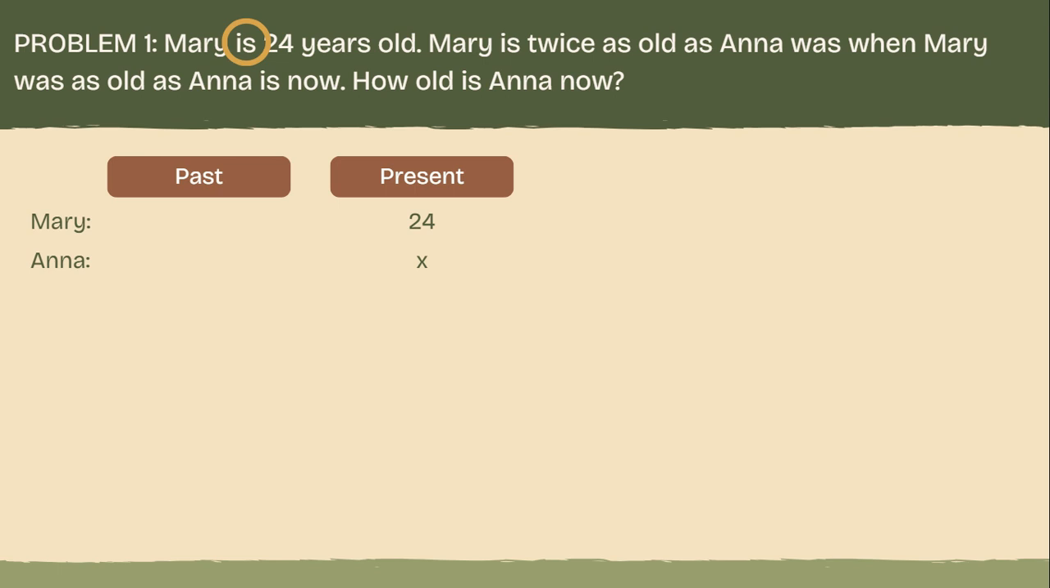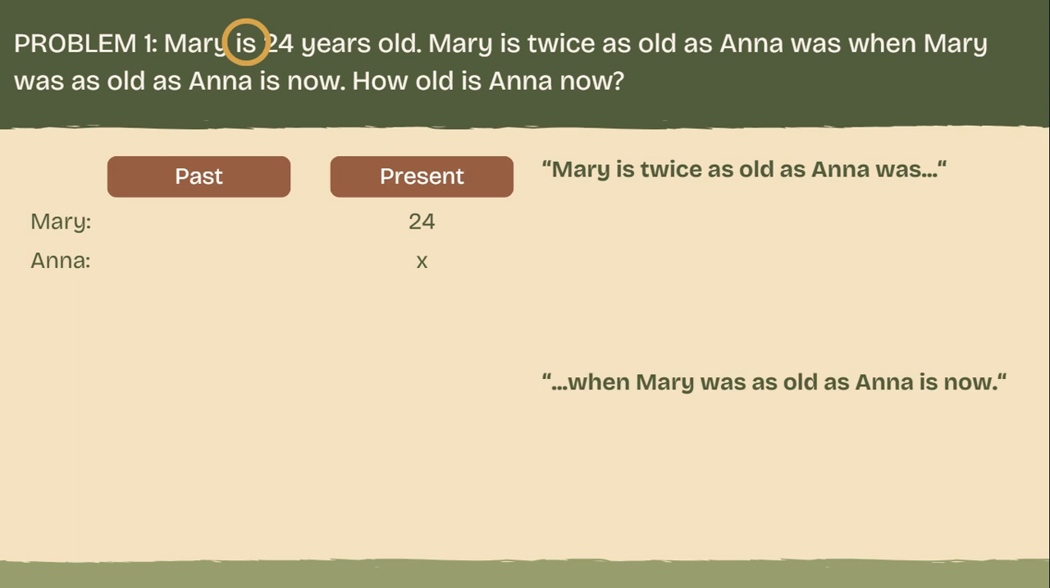To make this easier to understand, let's break it into two parts. First, Mary is twice as old as Anna was. Second, this happened when Mary was as old as Anna is now. Let's focus on the first part. The keywords here are is and was.